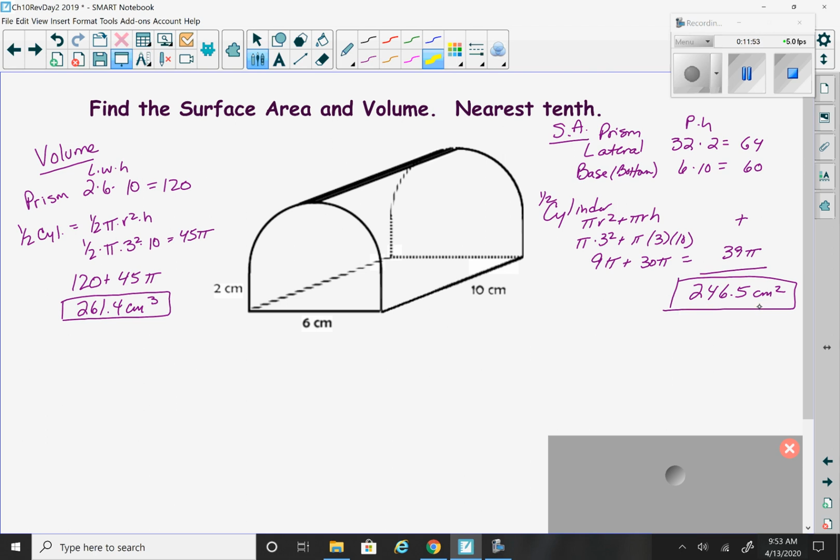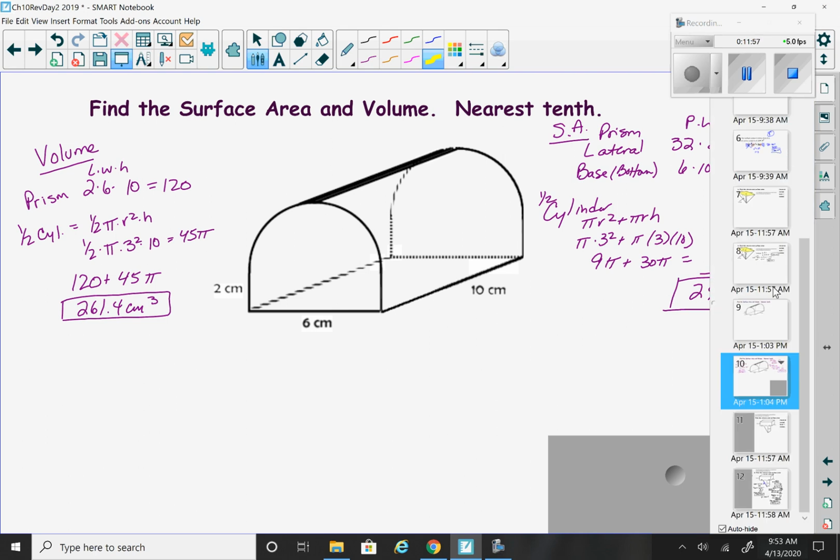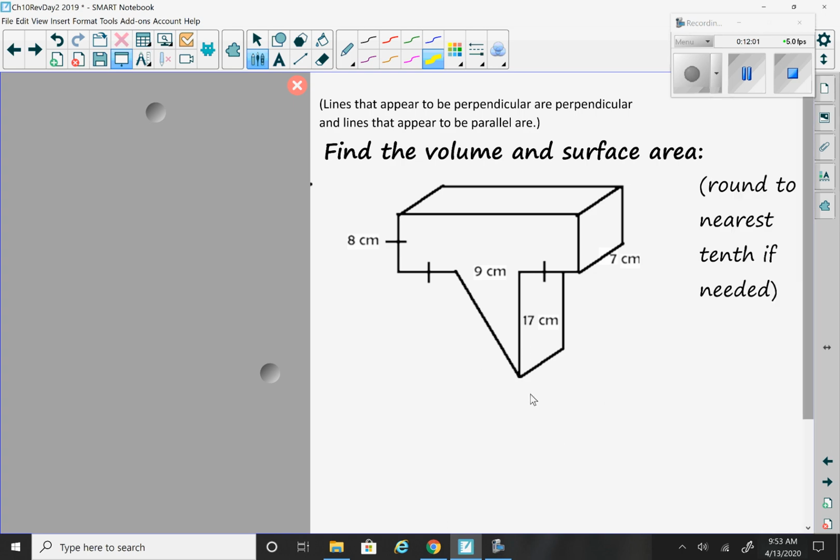Okay, next problem. Pause it and look at that if you need to. Next problem is another composite figure. We have a rectangular prism with a triangular prism stuck on the bottom this time. Again, you want to find the volume and surface area. Volume is going to be a little bit easier. Find the volume of the rectangular prism and then the volume of the triangular prism. Add the two together. For surface area, find the area of each of the surfaces and add them together.